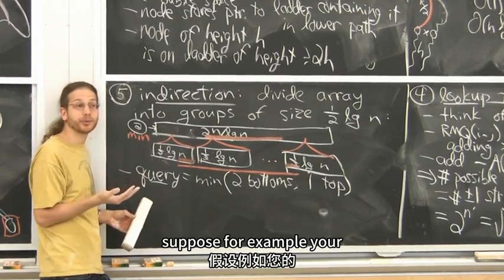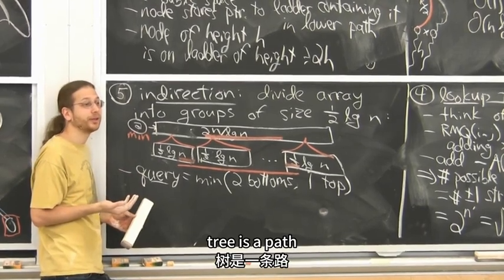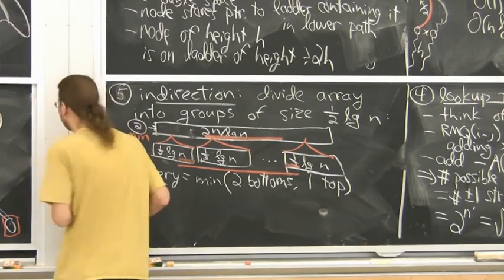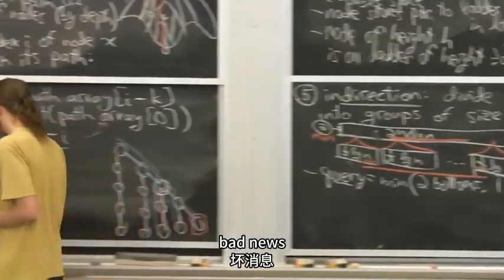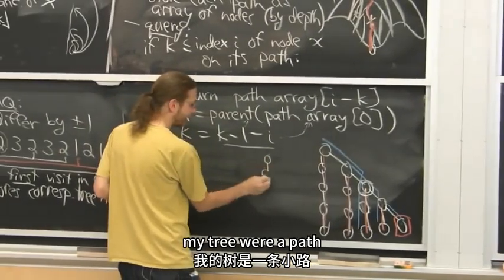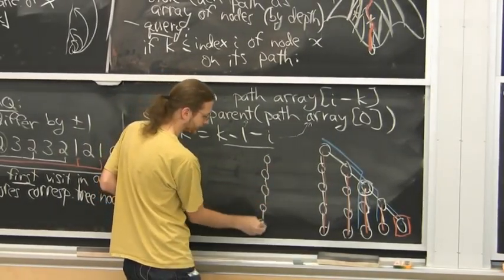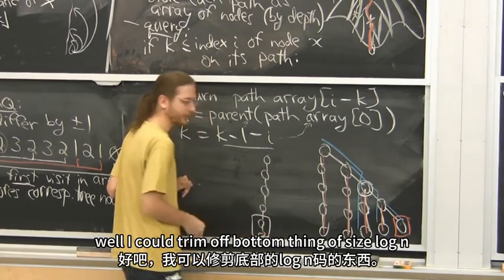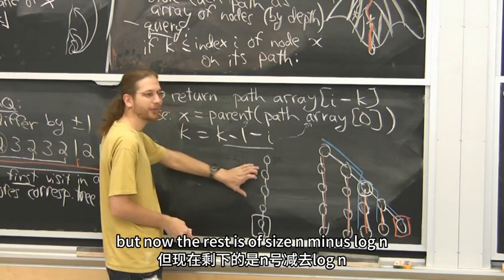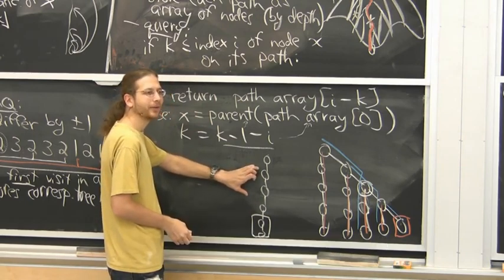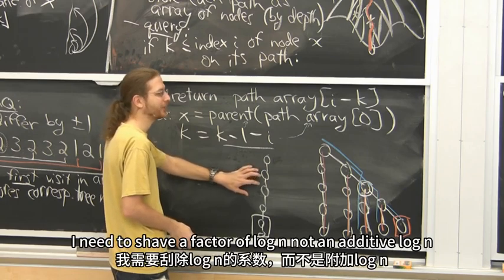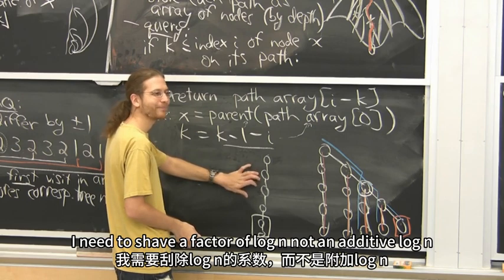Suppose, for example, your tree is a path. Ooh, bad news. If my tree were a path, well, I could trim off a bottom thing of size log n, but now the rest is of size n minus log n, not n divided by log n. That's bad. I need to shave a factor of log n, not an additive log n.